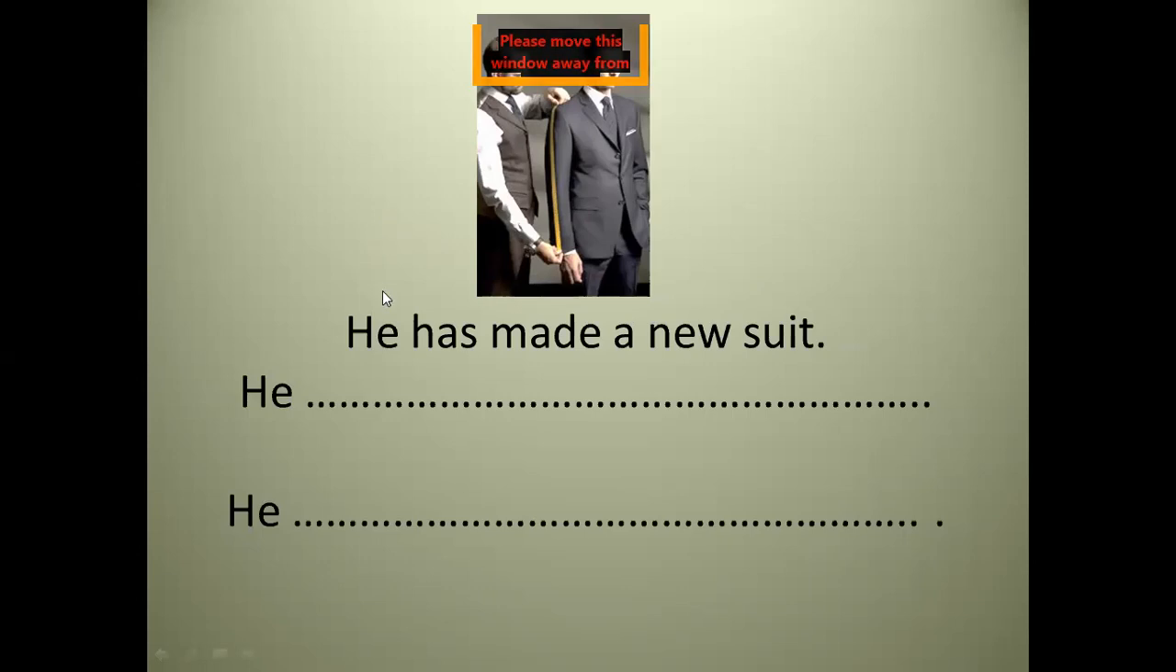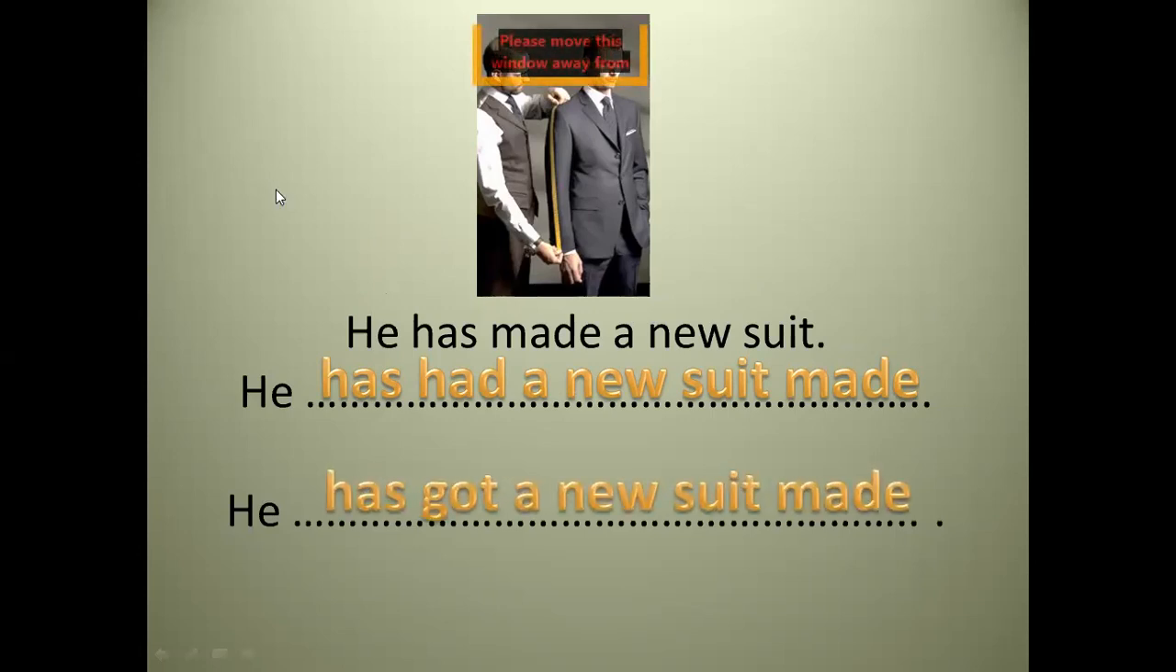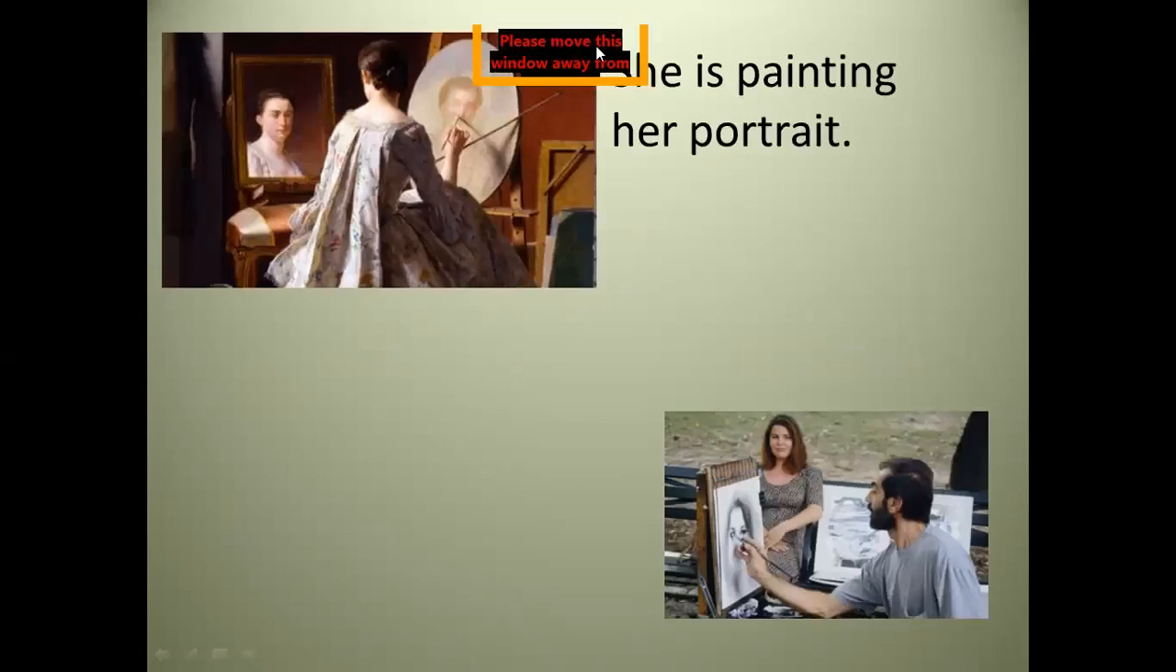He has had a new suit made. Excellent. Use get, a verb to get. He has got a new suit made. Okay. Now let's answer by the two ways. Okay, that is, have something done, get something done, or have someone do, or get someone to do. Okay, let's answer with the four ways.